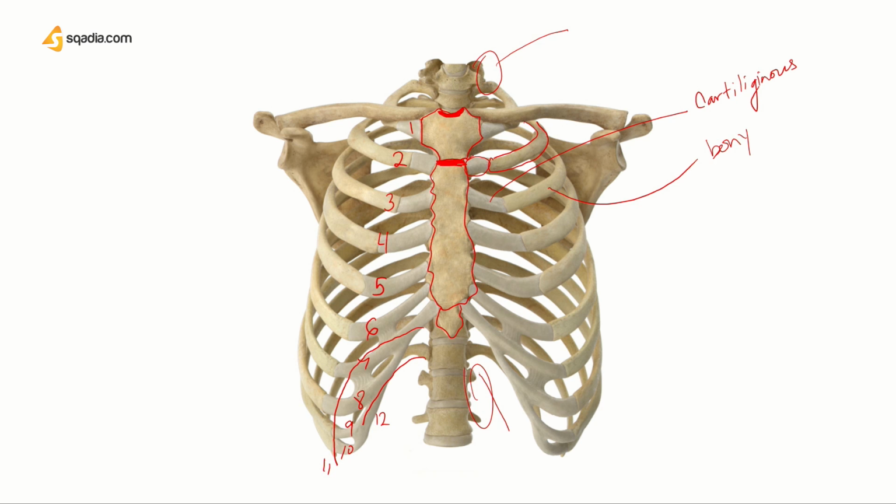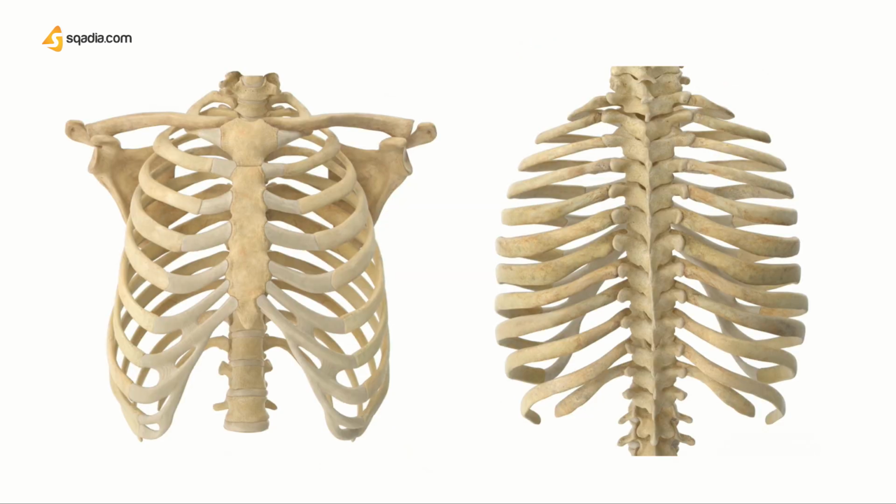So let's take a look at that. Okay, so we were talking about the thoracic vertebrae. As you can see, this is the first rib, and this is the second. So we're going to count this as the first thoracic vertebra. Okay?